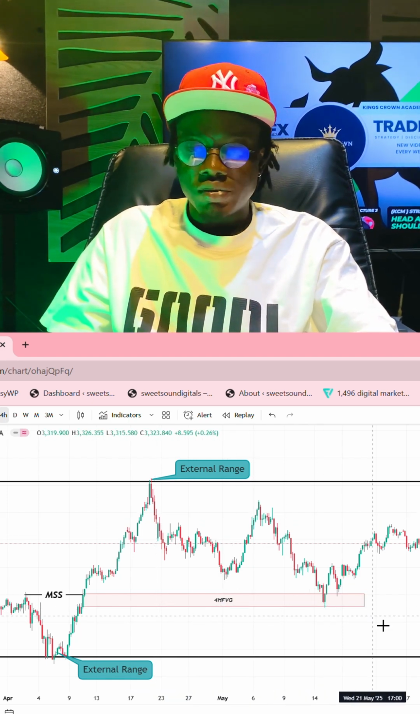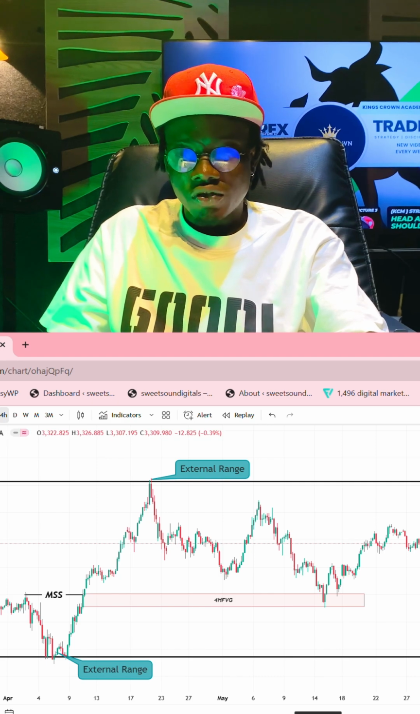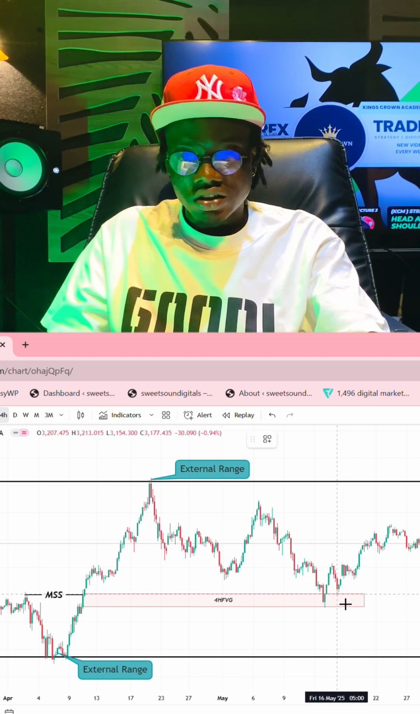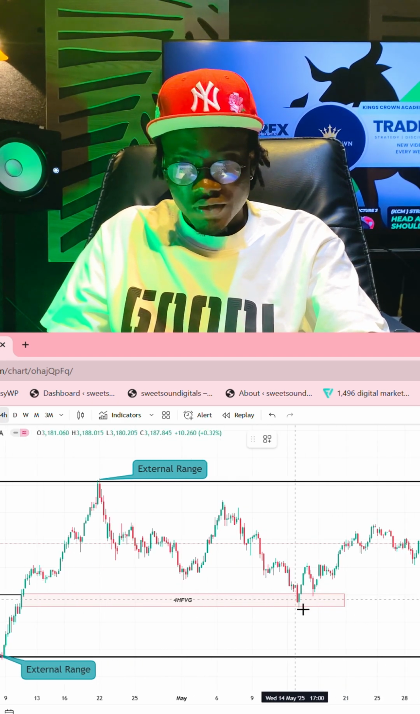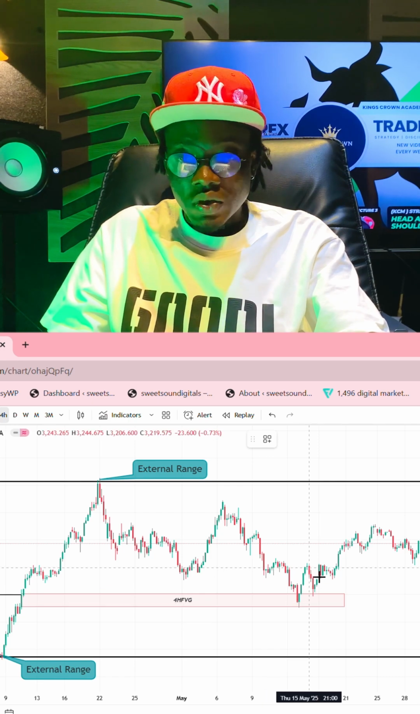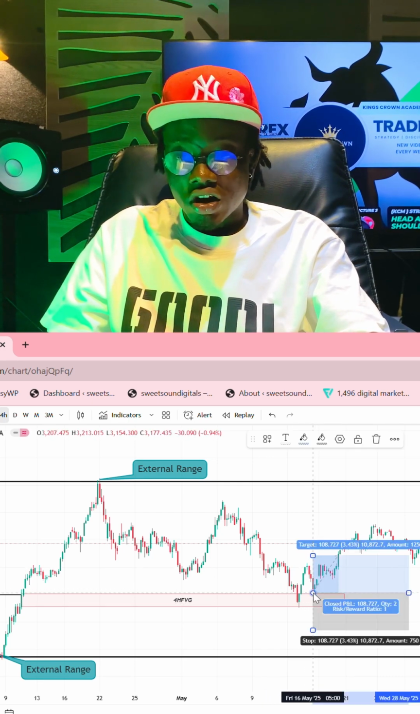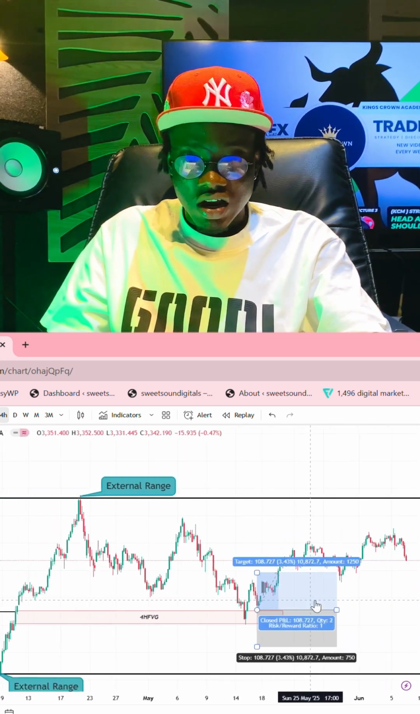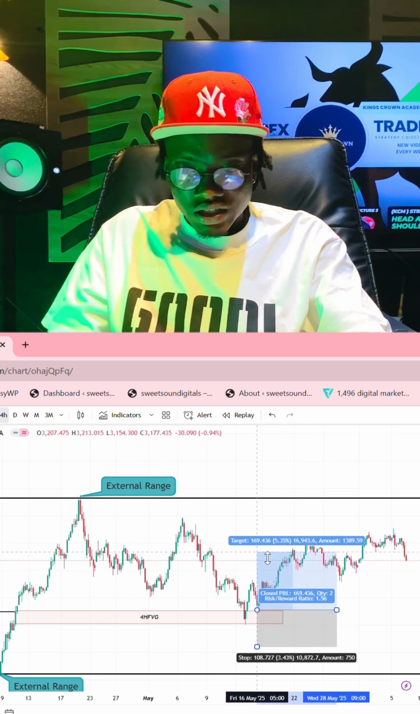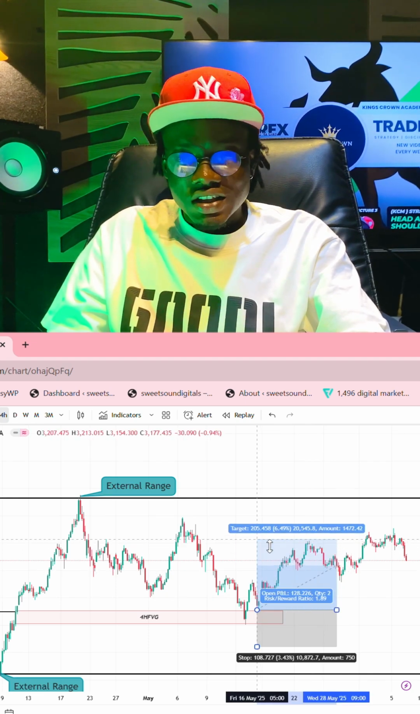So let's see what happened immediately when price touched and filled this fair value gap here. You can clearly see that price came here, touched it, and then went up and came back for a retest before going up to seek the external liquidity. Practically, you can see that this trade is still active.